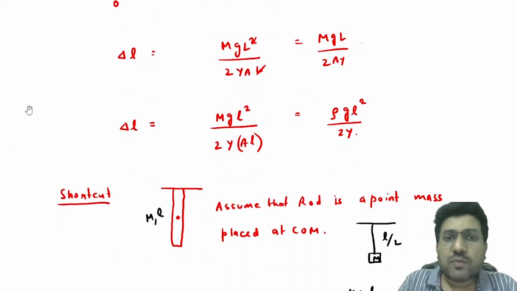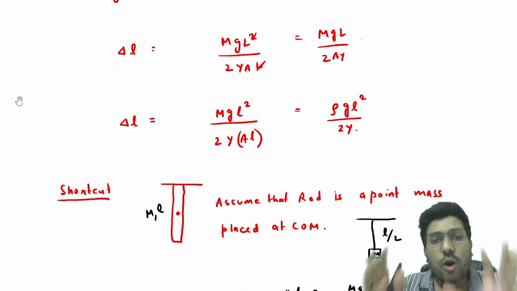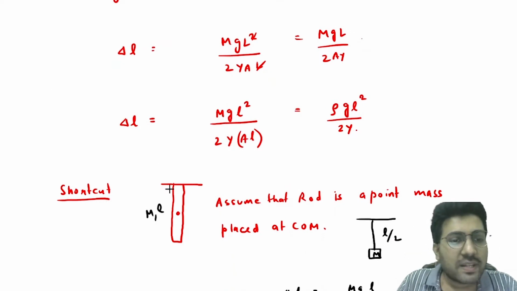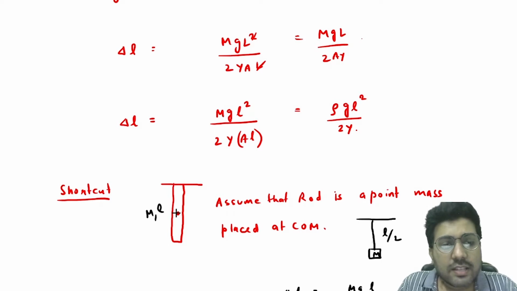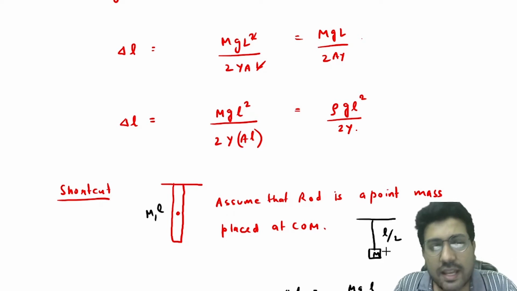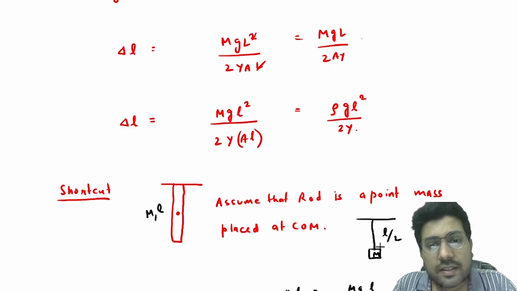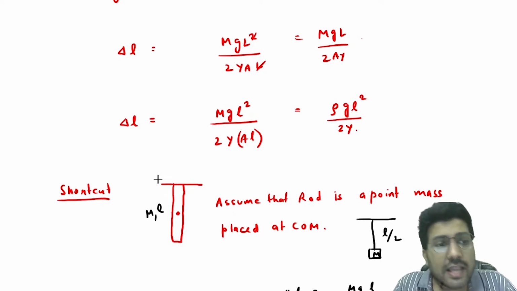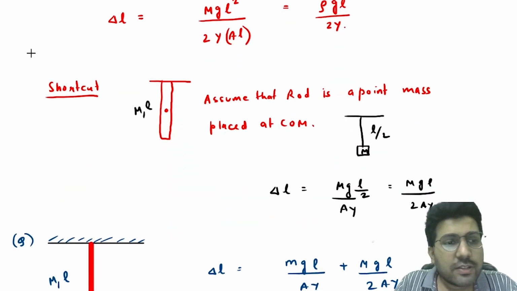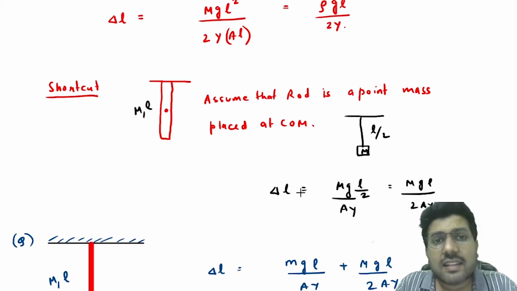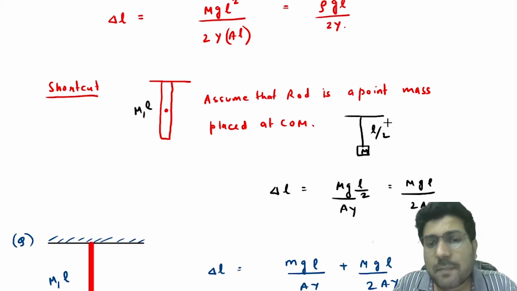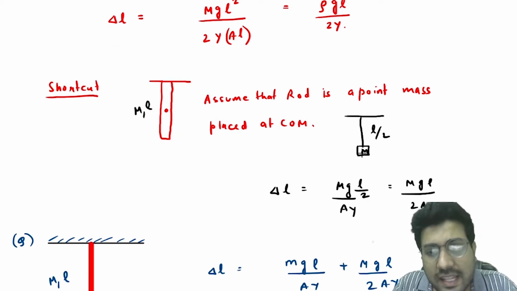See, you can assume that this rod is a point mass which is placed at the center of mass. So this rod of mass m is a point mass which is placed at the center of mass, that is the center of the rod, and it is connected by a massless string of length L by 2. In that case, delta L is equal to, because this is a simple case where the tension at every point here will be the same, and that will be equal to mg.